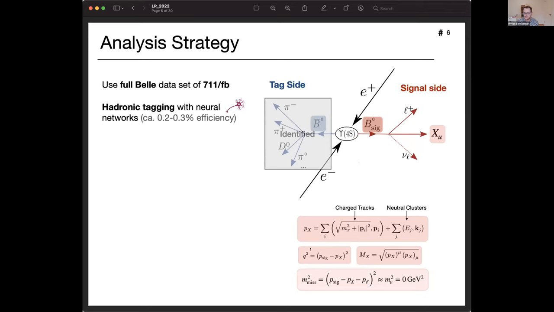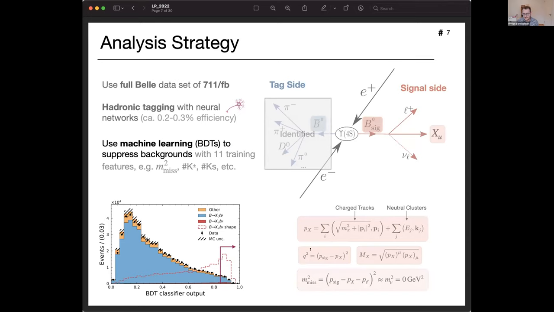For instance, the four-momentum transfer squared, the hadronic mass of the system, of course, and you can also reconstruct the neutrino mass, which is denoted typically in B factory experiments as missing mass squared, which should peak at zero for correct events. Then we use general information about the event on the signal side to then suppress B2Clν background.